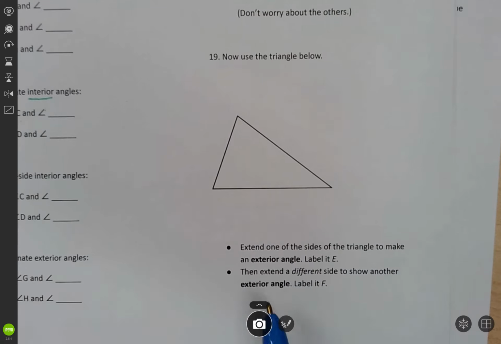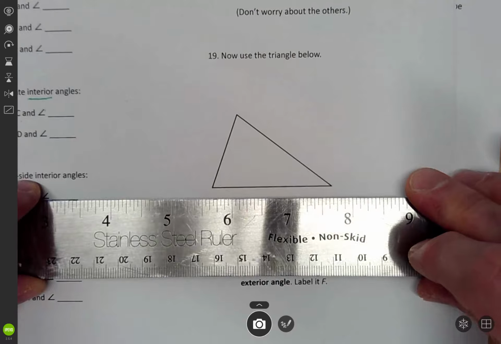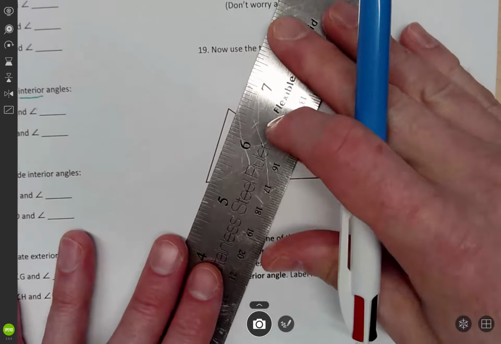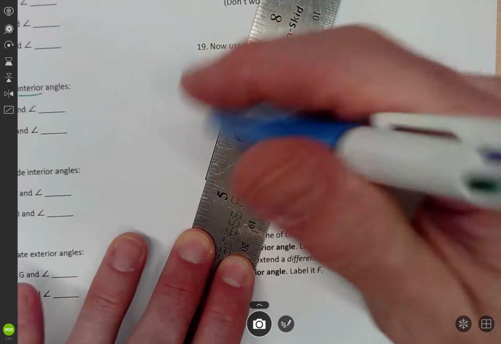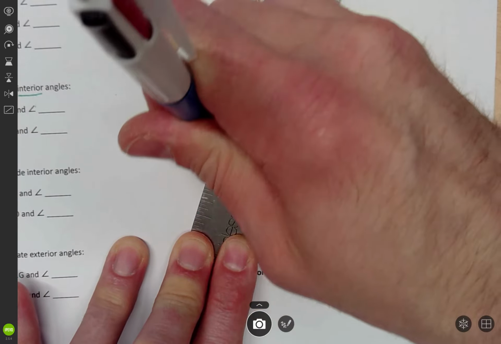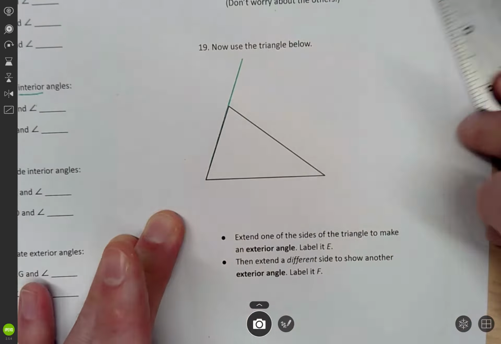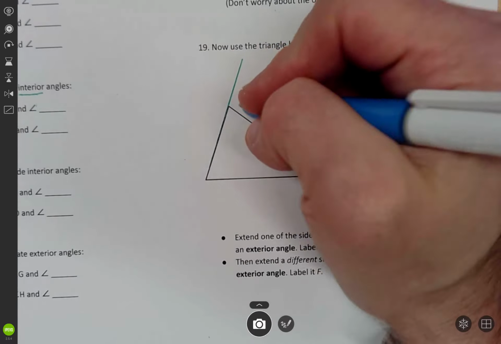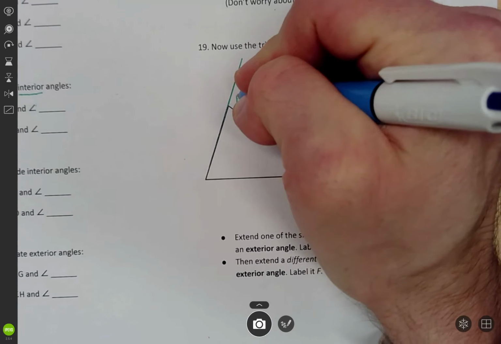Last question, number 19, asks you to extend one of the sides of the triangle to make an exterior angle and label it E. To extend it, take a ruler or a straight edge, pick whatever side you want to pick, and I'm actually going to be creative. I know usually we extend this side here, but I'm going to go over here just to make things interesting. Extend it in one direction. And then label the new exterior angle you made E.